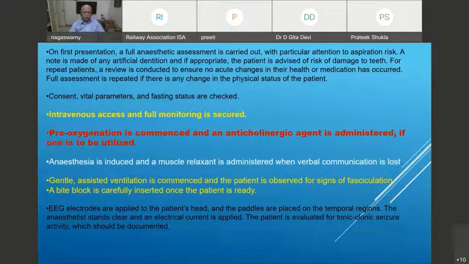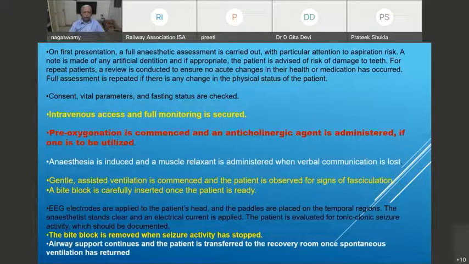Anesthetist stands clear and electrical current is applied. So during the time of applying the current, nobody should be touching the patient. The patient is evaluated for tonic-clonic seizures, which is documented. The bite block is removed when the seizure activity has stopped. Until such time, it should be in place.